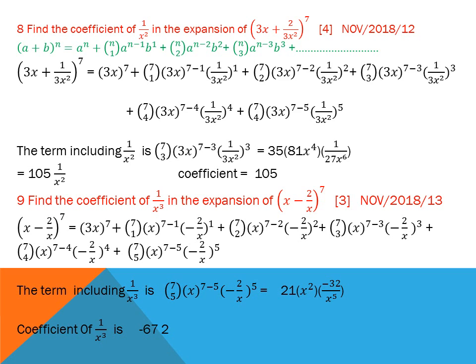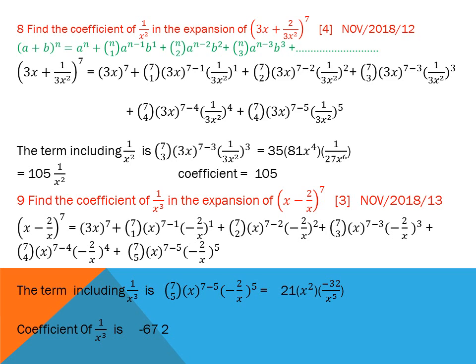You do not need to expand further here, not the next two terms. Only expand till 4 terms, because in 4 terms we will find the variable 1 over x square. 7C3 into (3x)^(7-3) into (1 over 3x square)^3. 7C3 will become 35, and 3 power 4 will become 81 x^4, and 3 power 3 will become 27 in the denominator, x power 6. So 105 over x square, so the coefficient is 105.